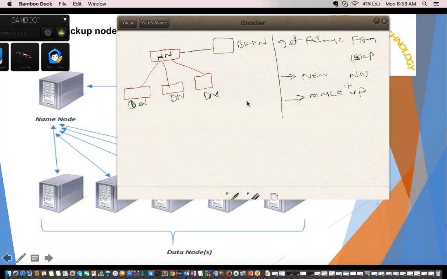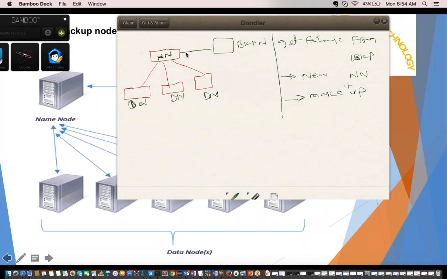Okay, sure. We have this setup. Now I don't have the secondary name node; I have made it a backup node. My backup node is always in sync with my name node, so it will have the latest fsimage and edit log. Let's assume there is a scenario where my machine is crashed. My name node is crashed, in the sense completely gone down. I'm not able to recover it. It's completely failed. So what will we do?